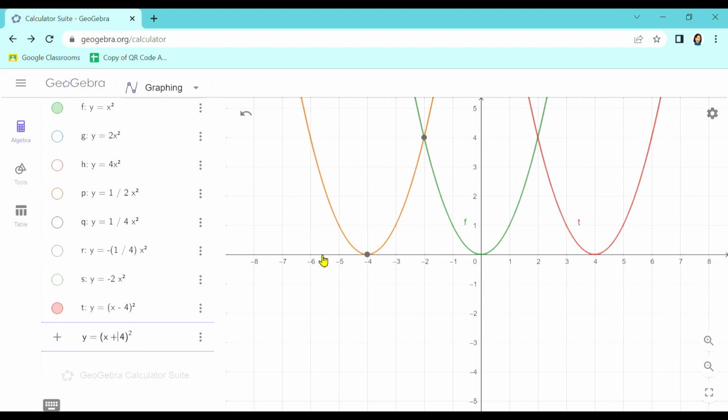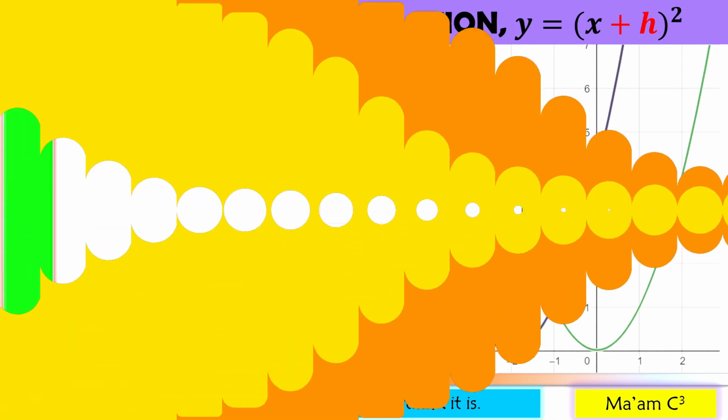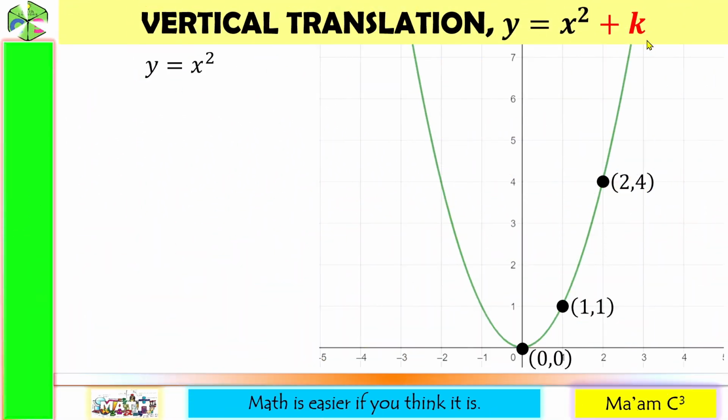Let us continue with some more transformations. Now, what if we have x squared plus k? So this time, I added a numerical value here at the end. Let us say we have y is equal to x squared plus 2.